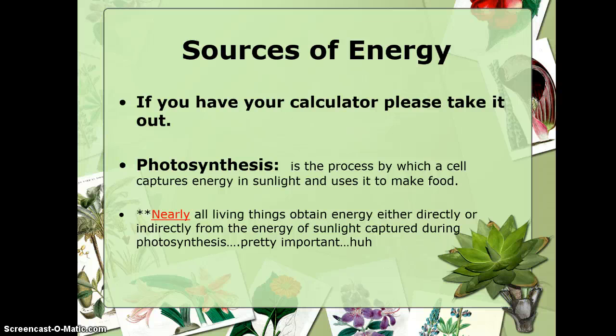And there's going to be a couple of steps that we're going to talk about today and how plants do that. And at the bottom here, I just starred an important term because people are always like, well, why do we need to know photosynthesis? Well, if we think about it, nearly all living things obtain energy either directly or indirectly from energy of sunlight captured through photosynthesis. There's a very, very small percent of organisms on our planet that don't actually use the sunlight in some way to survive. Even humans need it. So it is pretty important.